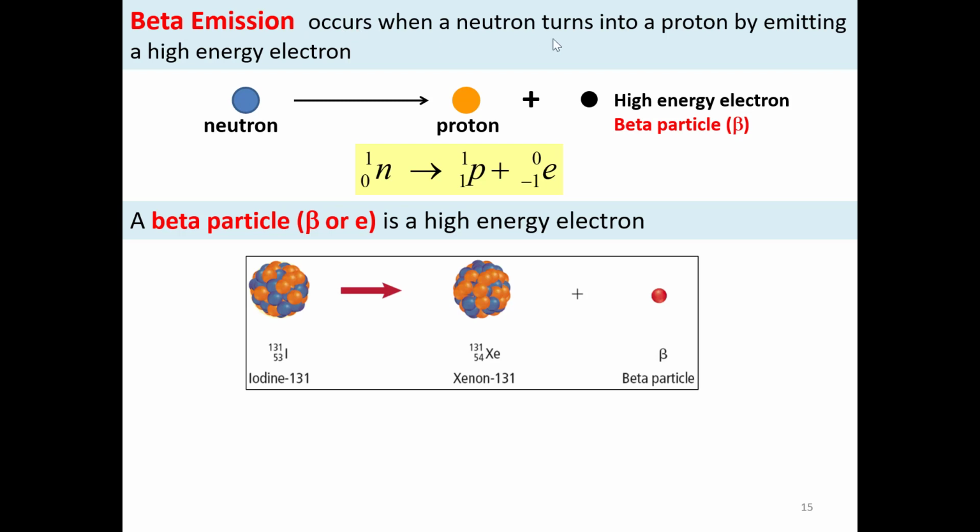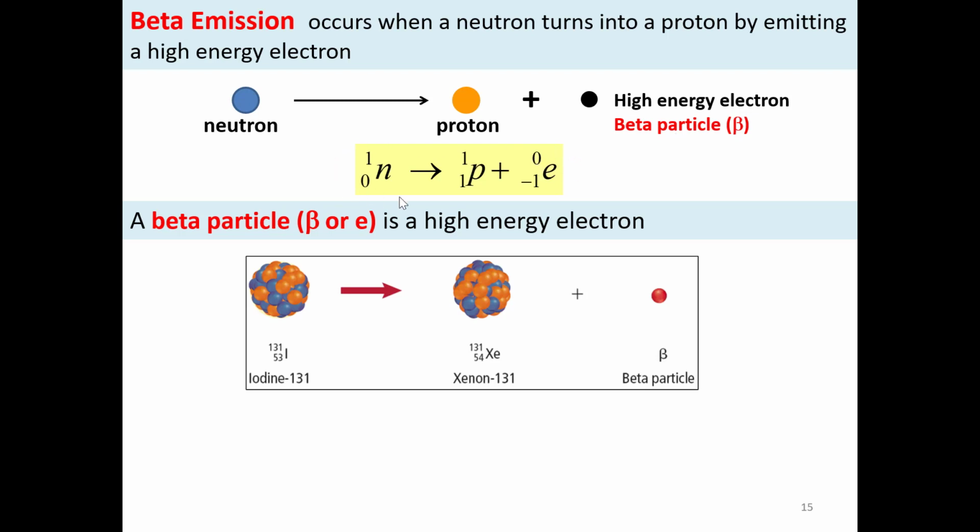when a neutron turns into a proton by emitting a high energy electron. Then let's represent this in an equation. We have a neutron, and the neutron is turned into a proton plus a high energy electron. The high energy electron is called the beta particle.